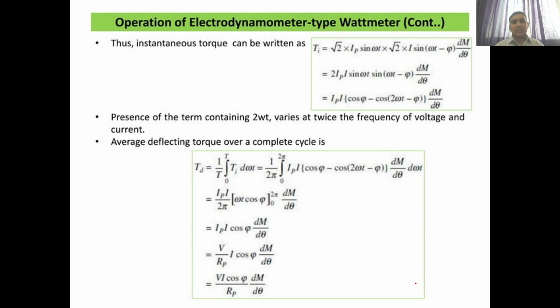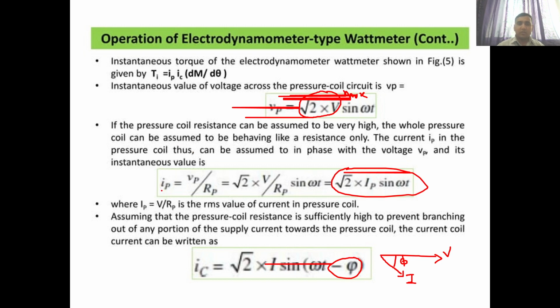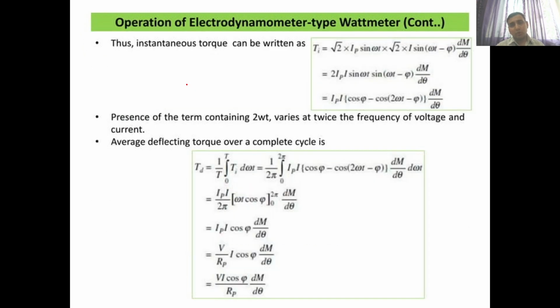Now, for the instantaneous torque Ti in this system, using this equation, we put in Ip and Ic. The equation becomes root 2 Ip sin omega t times root 2 I sin omega t minus phi, times dM by d theta. The root 2 and root 2 multiply to give 2 Ip I sin omega t sin omega t minus phi dM by d theta. This acts as the sin A sin B formula.